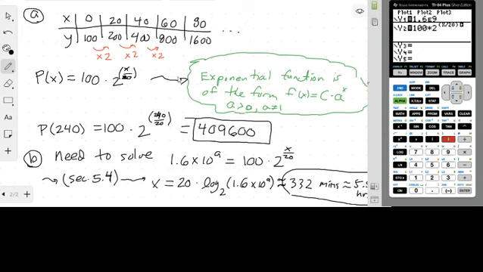I know what the answer is supposed to be, so I need to change my viewing window a little bit. We need to go from, say, 0 to 400 minutes, say by 50s, and we know the y value is going to be 1.6 billion, so let's go from 0 to 2 billion by 1 billion. Let's look at the graph.